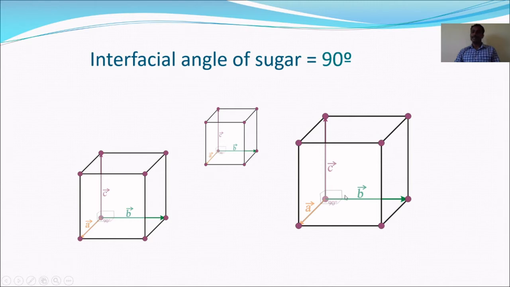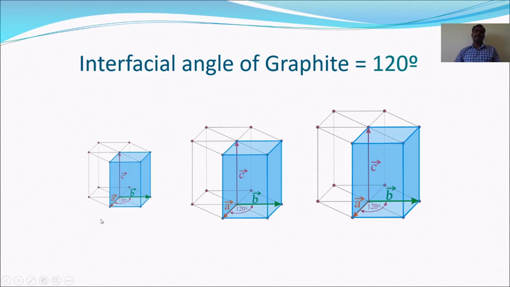The interfacial angle of sugar is 90 degrees, whether the crystal is bigger, smaller, or medium sized. The next example is graphite, whose interfacial angle is 120 degrees. The interfacial angle is the angle between two faces of the same substance, measured with a goniometer. If the crystal is bigger in size it is 120, for medium size it is also 120, and for smaller size it is also 120 degrees.